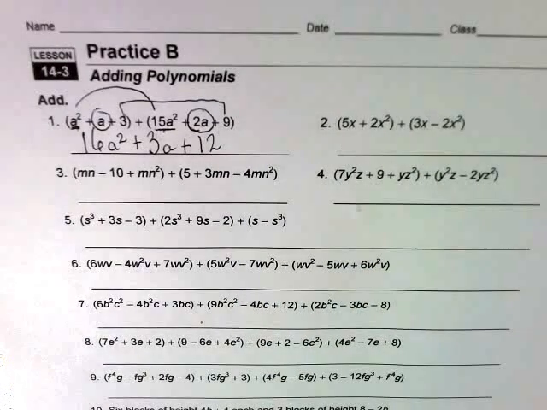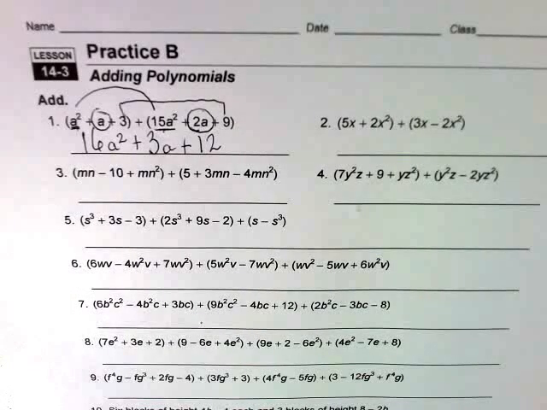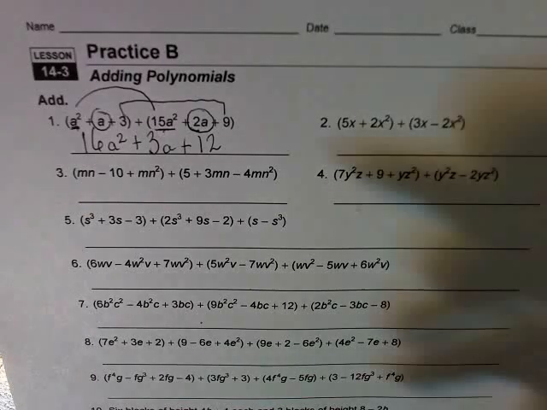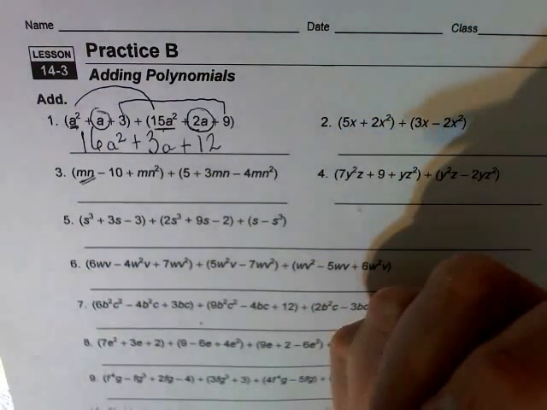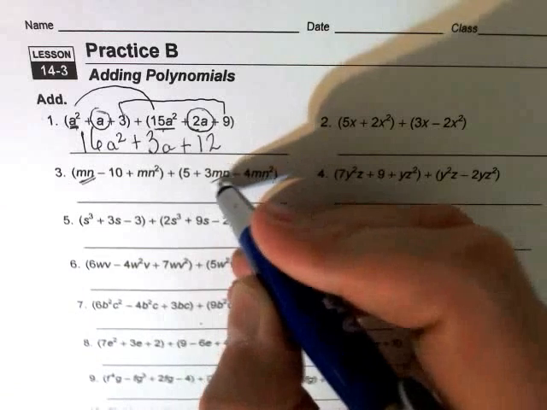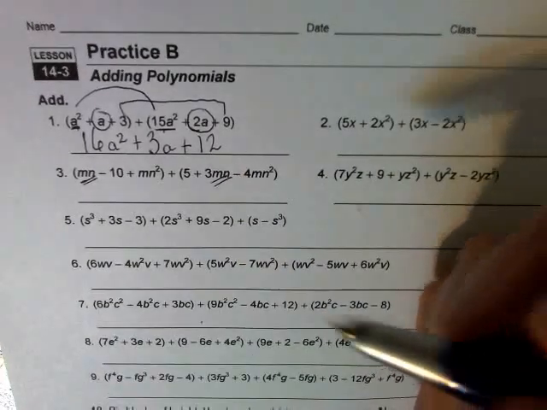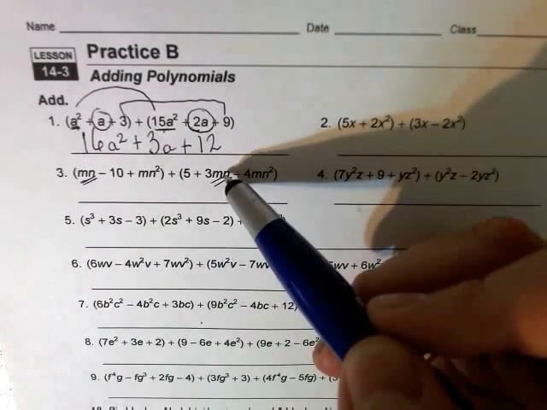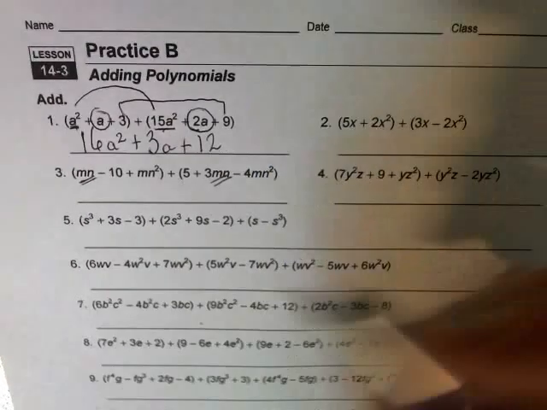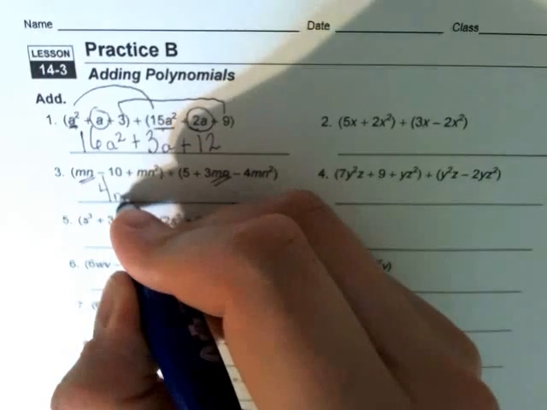All right, let's take a look at the question under that, number 3. mn minus 10 plus mn squared being added to the second polynomial 5 plus 3mn minus 4mn squared. So let's look at this first term here. This first term says just mn. So we're looking for anything else that has mn in it. Well, here's mn over here, 3mn. So I've got an mn, and then I'm going to add 3 more mn's, and that's going to go together to make 4 mn's. So that's 4mn.